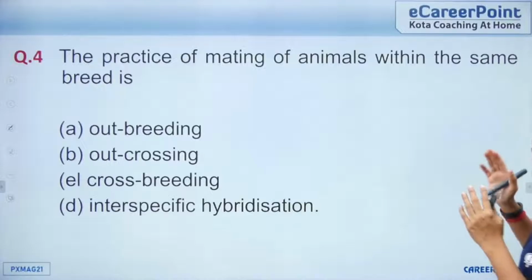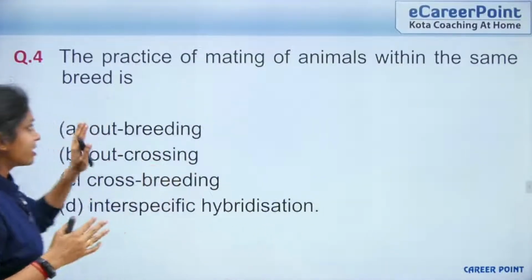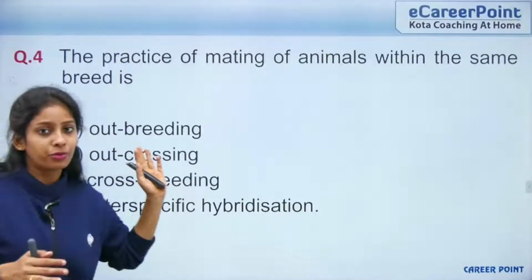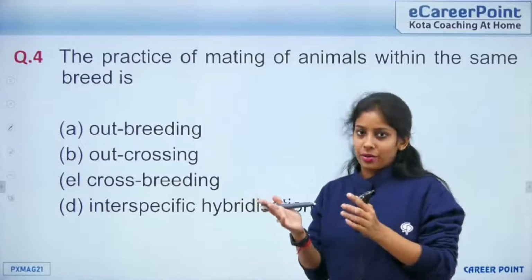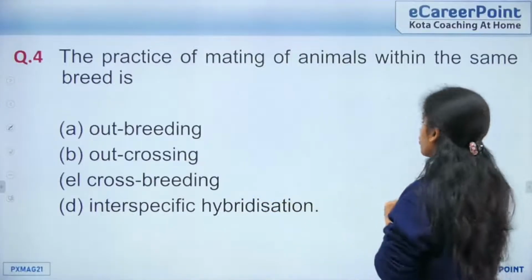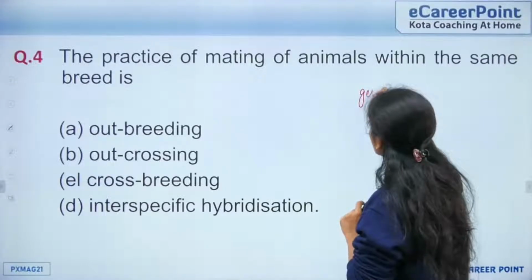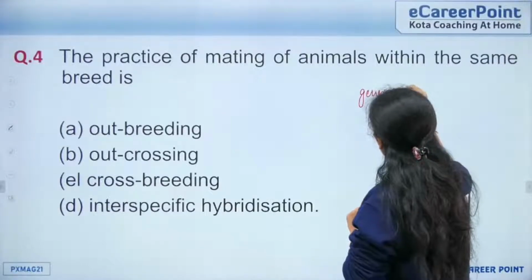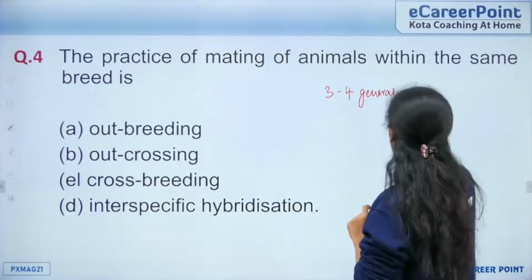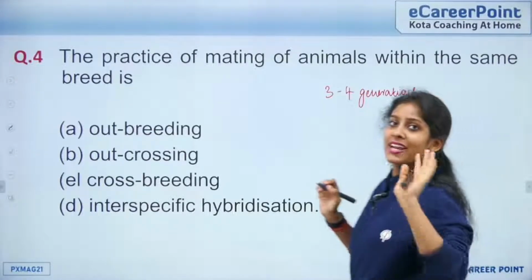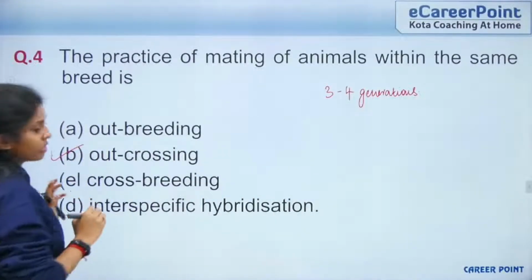The best practice of mating animals within the same breed. But there is nothing called inbreeding here, right? When you mate within the same breed, that is inbreeding, but there's a condition for inbreeding. Inbreeding is that you mate within the same breed for 3 to 4 generations. But here they have not mentioned any generation. So it is a type of outcrossing, I would say.